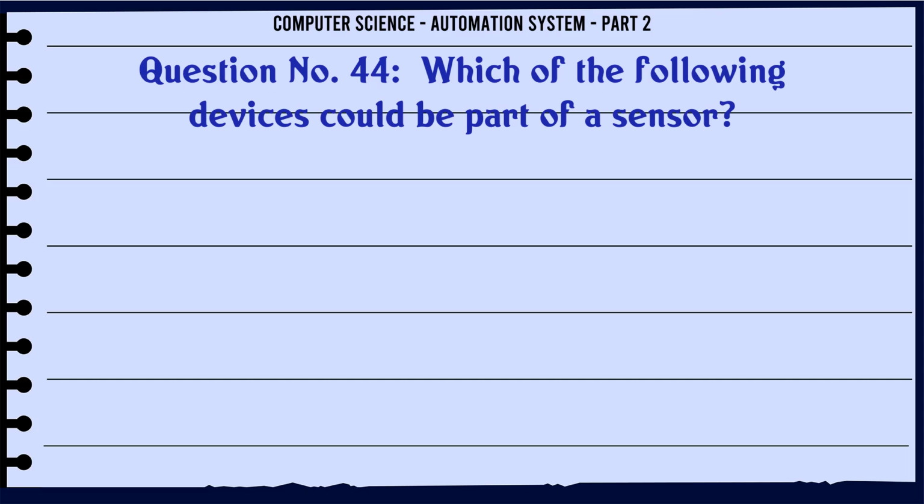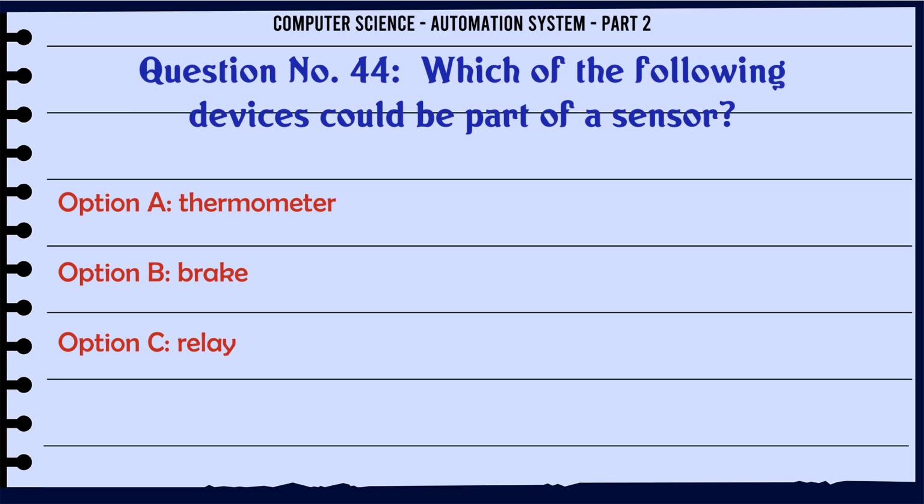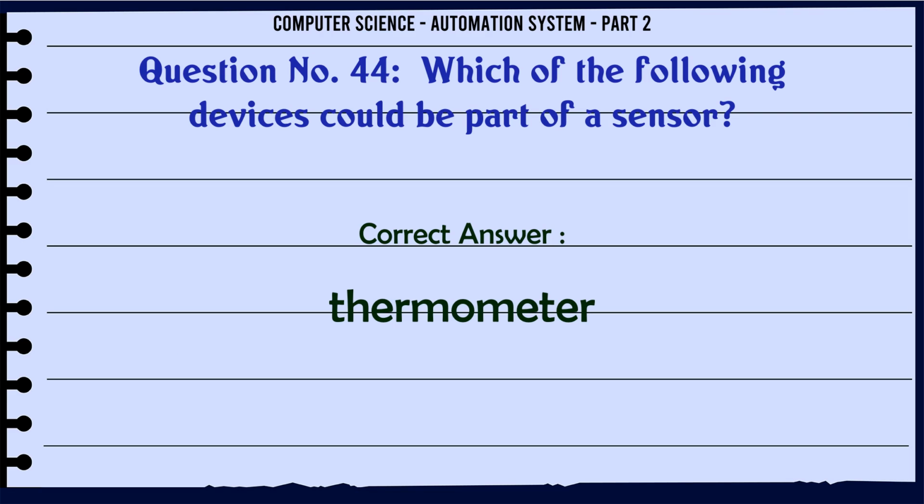Which of the following devices could be part of a sensor? A. Thermometer. B. Brake. C. Relay. D. Clutch. The correct answer is thermometer.